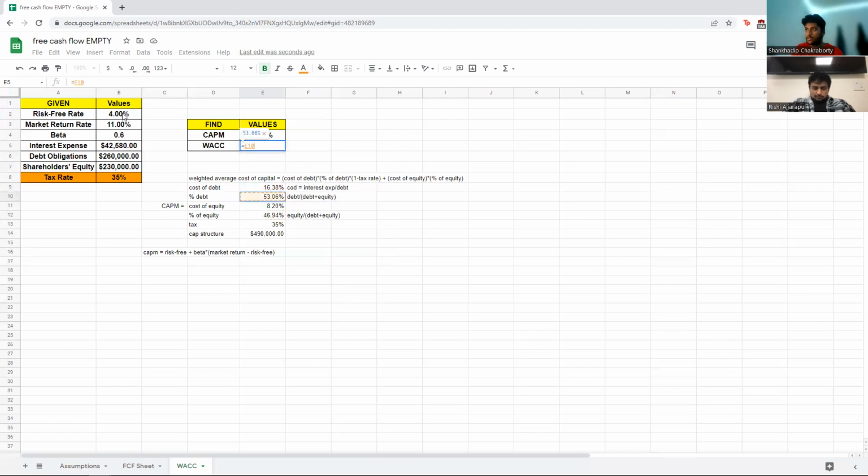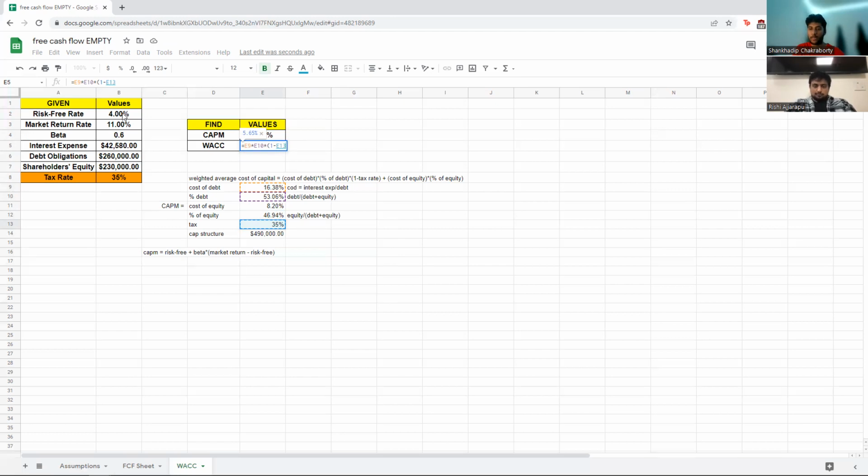Actually, we don't need the parentheses there. So cost of debt multiplied by percent debt, multiplied by 1 minus the tax rate, not just the tax rate, because this will act as the tax shield. Whatever's left over is what the investors are going to expect.